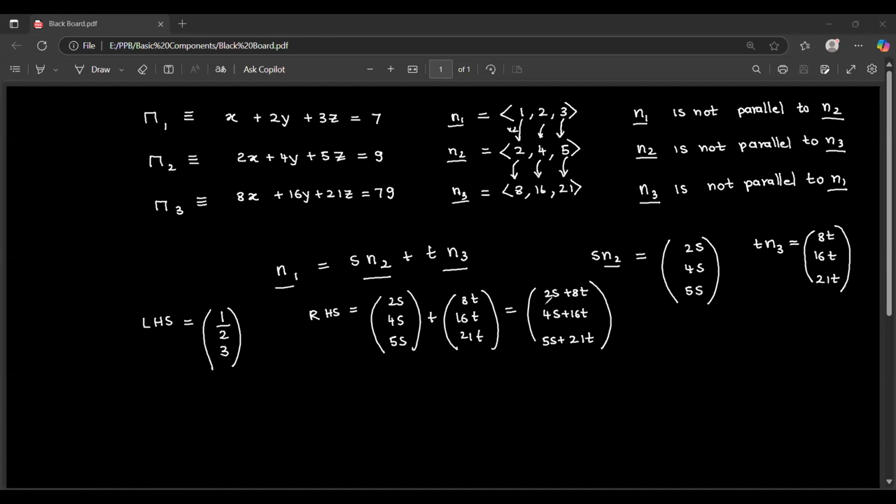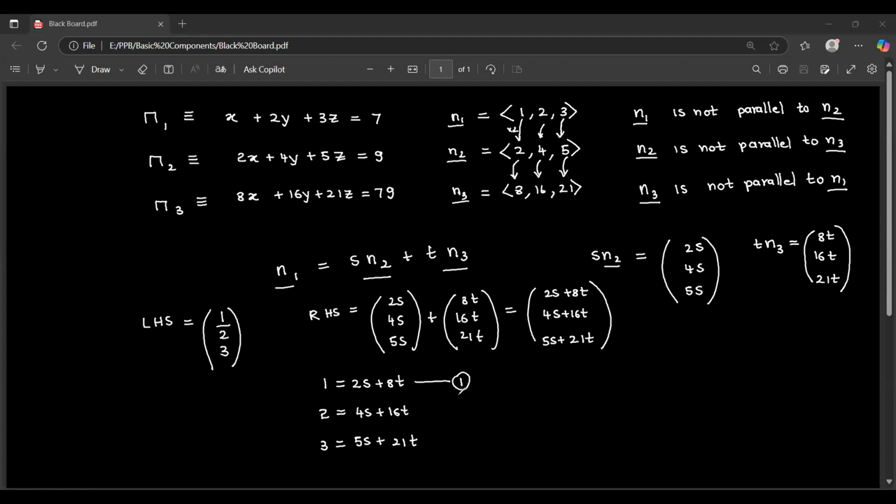So 1 is equal to 2s plus 8t is the first equation. Second equation, 2 is equal to 4s plus 16t. Third equation is 3 equal to 5s plus 21t. Okay, if you multiply the first equation by 2, that is equal to the second equation. So you can't use both of these equations together, because you will find it is possible for any value of s and t. So you can't use these two equations.